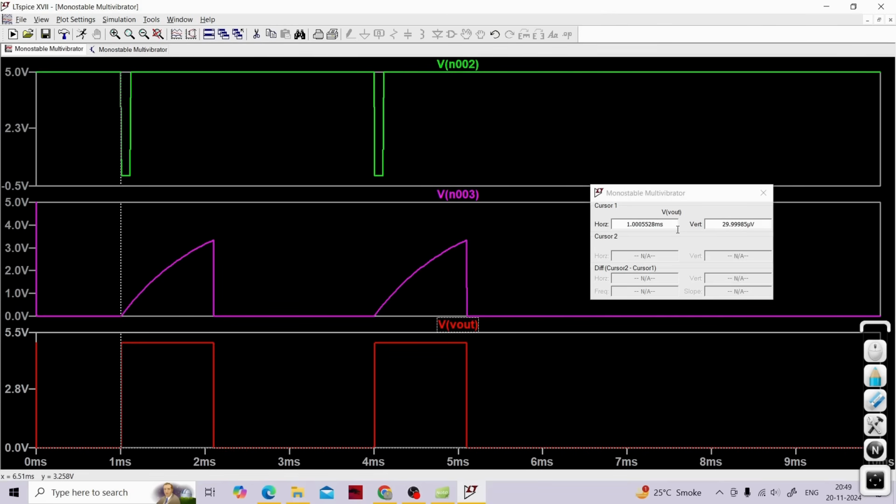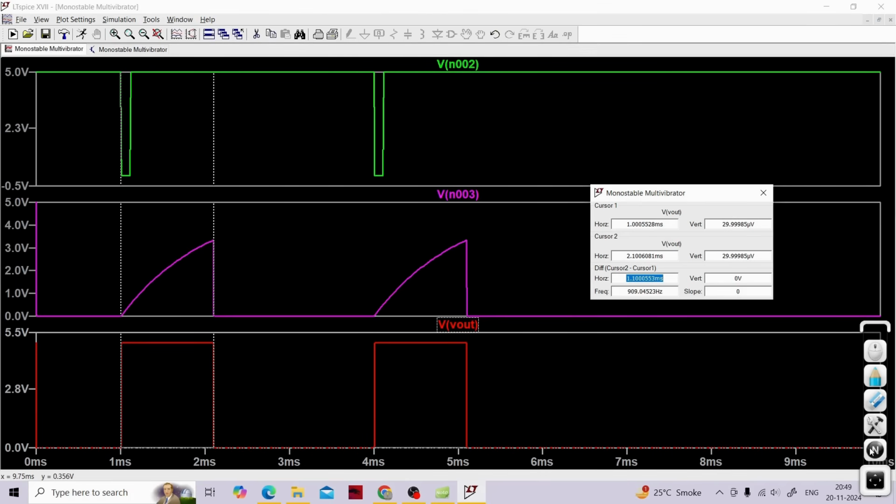Yeah, at 1 millisecond, let me just move the second cursor somewhere over here. That should be roughly around 2.1. Yeah, you see 2.1 milliseconds, right? And you see the difference between both of them is 1.1 milliseconds, and this is what we wanted, right?